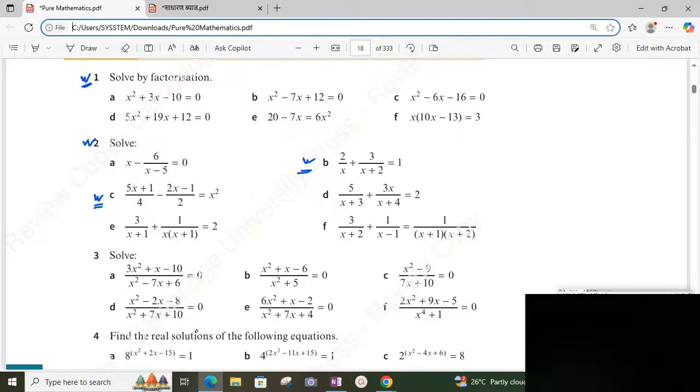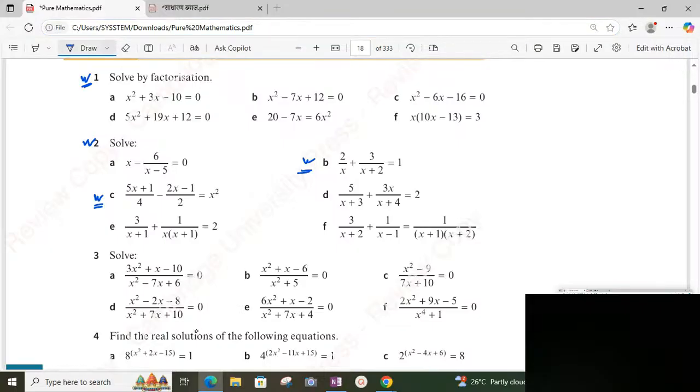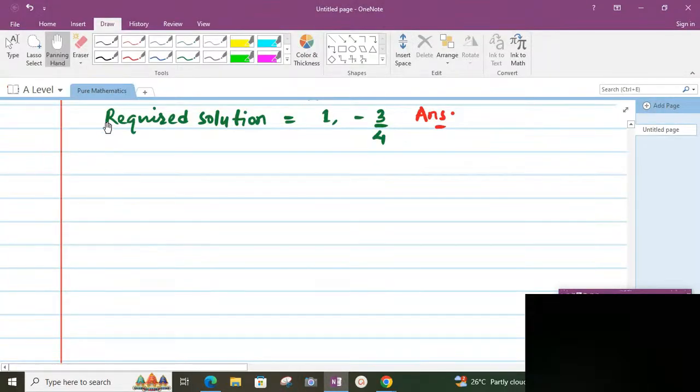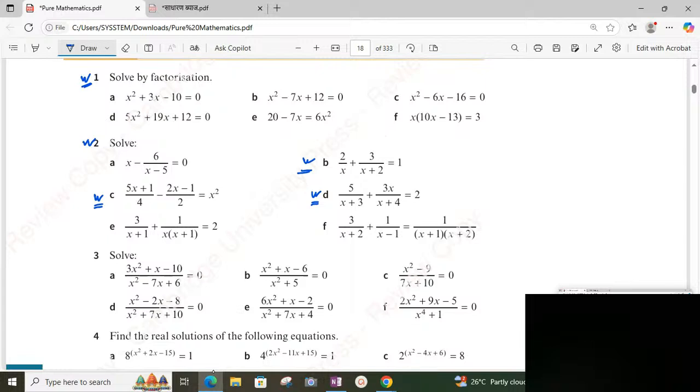So this is the next question. 5 by x plus 3 plus 3x by x plus 4 equal to 2. Question number 2 to, let's see question number 2 to D.